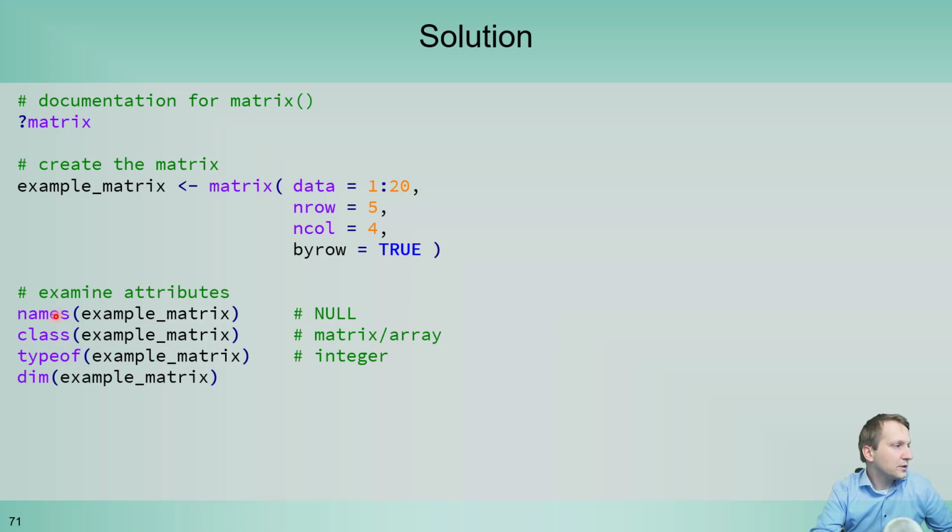So then how do you examine the attributes? You can examine names, that's null. You can look at the class, that's matrix array, and the type. In this case, that's integer, because we filled this with integers. And with dim, you can actually get the dimensions of that matrix, so 5 by 4.